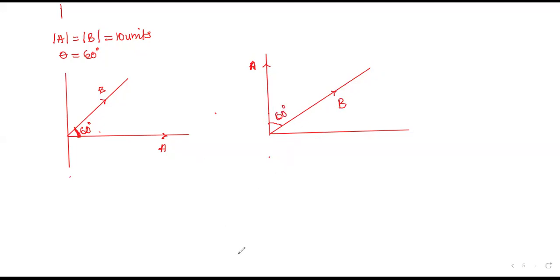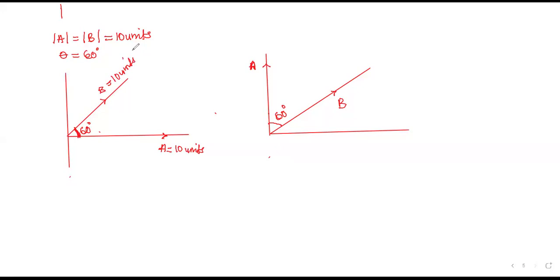So how to draw it? There's no special order. You haven't been told how to draw it. All that you are told is that they have equal magnitude and the angle separating them is 60. Okay. 10 units. So this is how it must be.